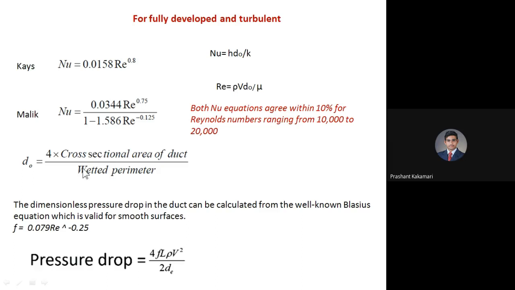And for these solar air heaters, the duct characteristic length is given approximately by 4 times the cross-sectional area of the duct.